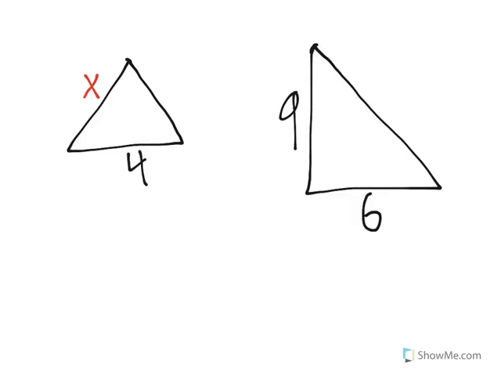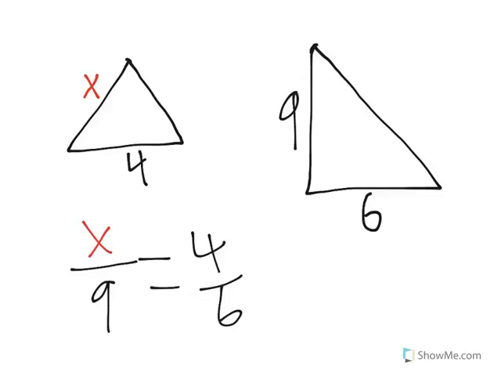Now let's try one more example. Take a look at these two triangles. Pause the video and try to solve for x. Now you may have set up a ratio like x over 9 equals 4 over 6, or 9 over x is the same as 6 over 4.